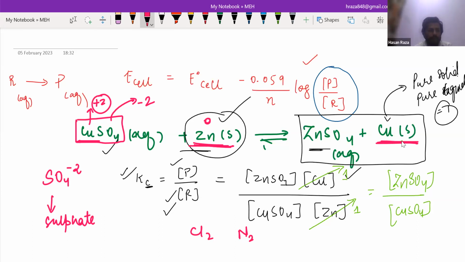Just apply the concept, you will get the answer. It's again 2 plus... 0. It is in elemental form, right? What I told you.